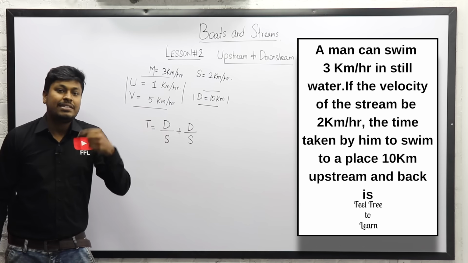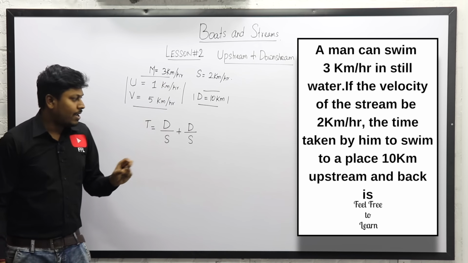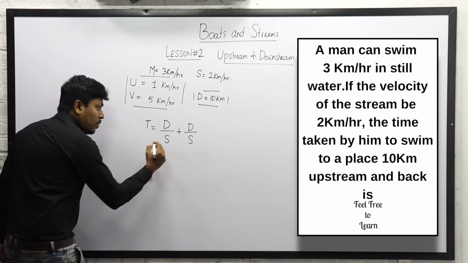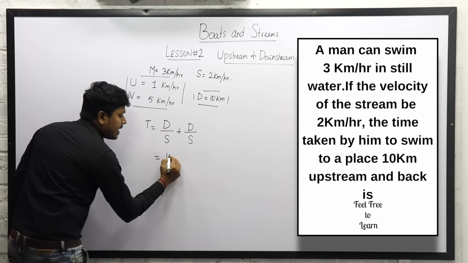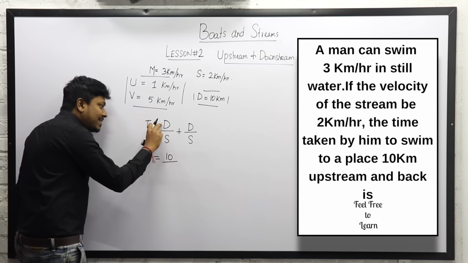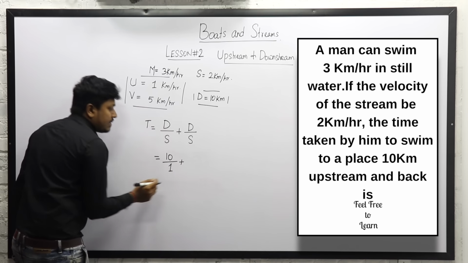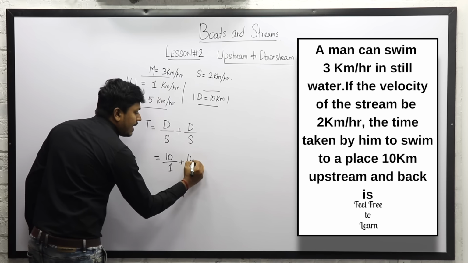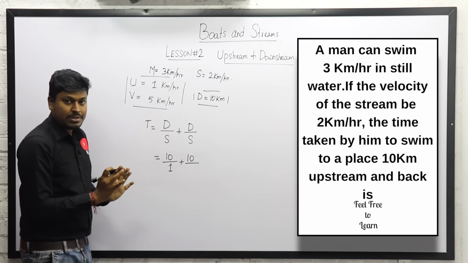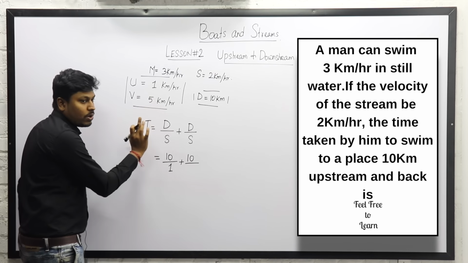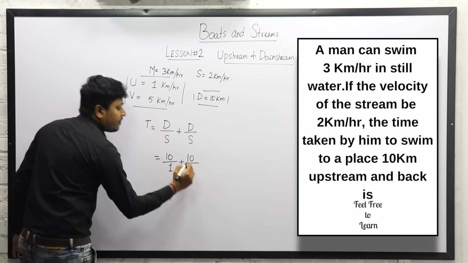We know the formula, speed is equal to distance by time. In order to calculate the time, time is equal to distance divided by speed. I hope we know all the values here. Now we can substitute the values. The distance is directly given, that is 10 kilometers, divided by the upstream speed, which is 1, plus the second term, distance again 10, because distance is common for both upstream as well as downstream. So we can take d as 10 km common. This term is for downstream, so the downstream speed will be 5 km per hour.